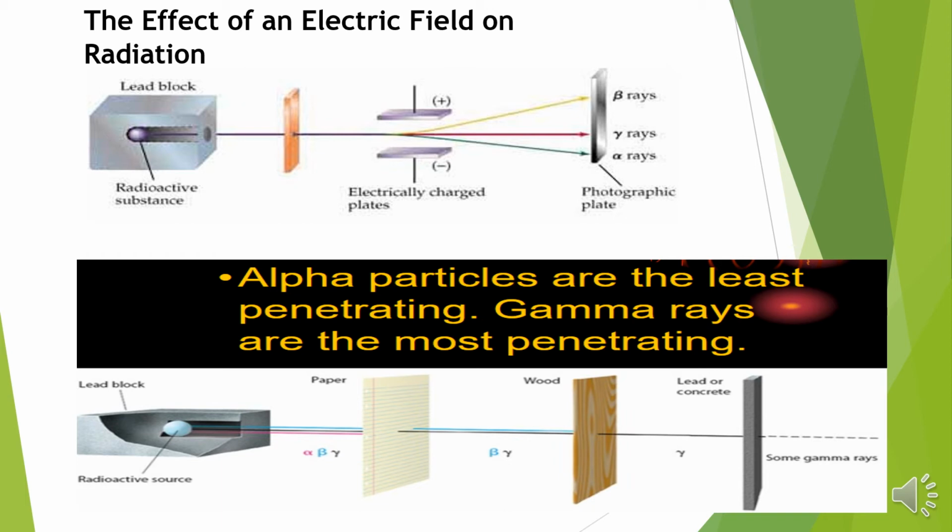So we see here that the alpha will be stopped by the paper, whereas the two other rays, the beta and the gamma, pass through the paper. But the beta rays are stopped by the wood, and the gamma ray continues its penetration, where it will be stopped by the lead or concrete here. So the gamma rays are the most penetrating, while the alpha particles are the least penetrating particle.